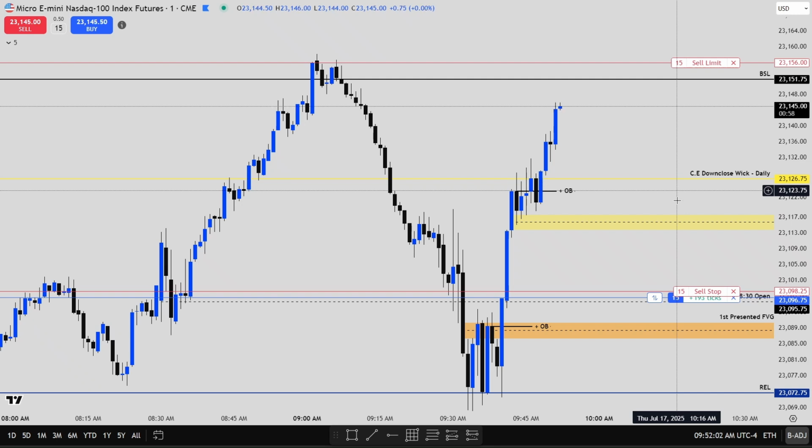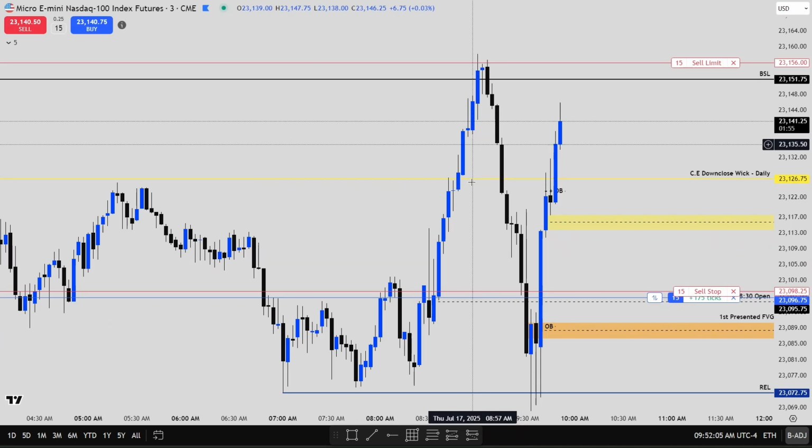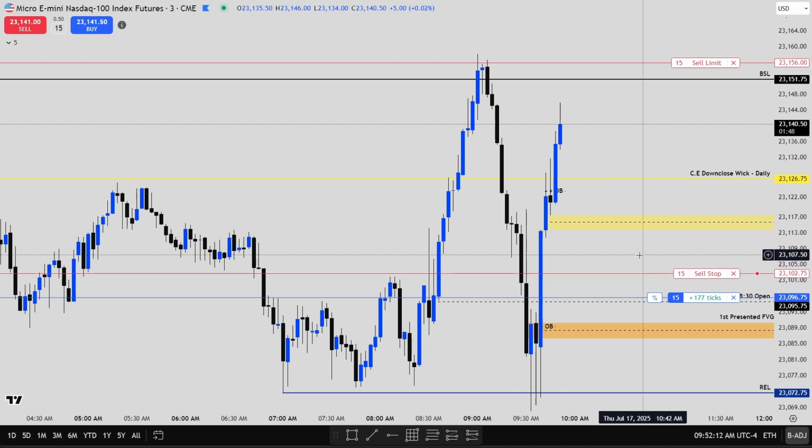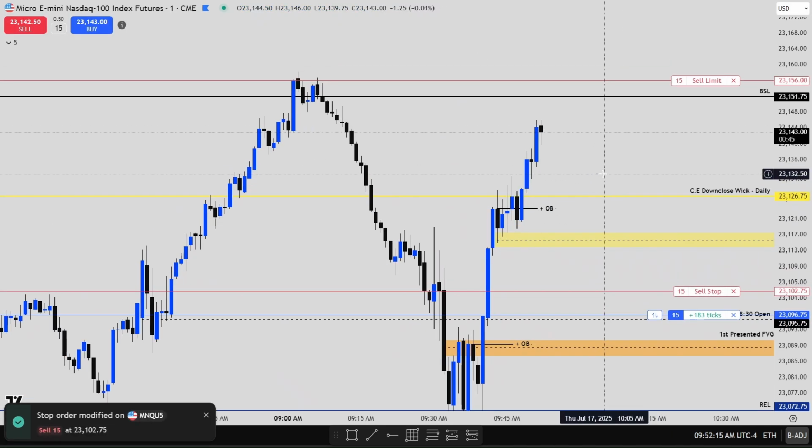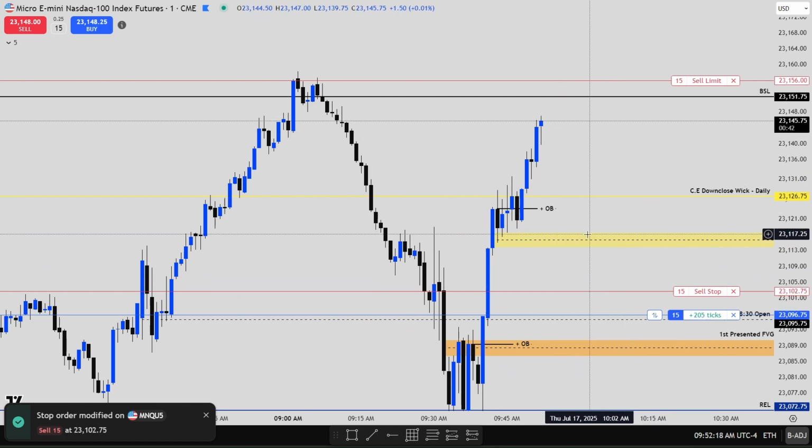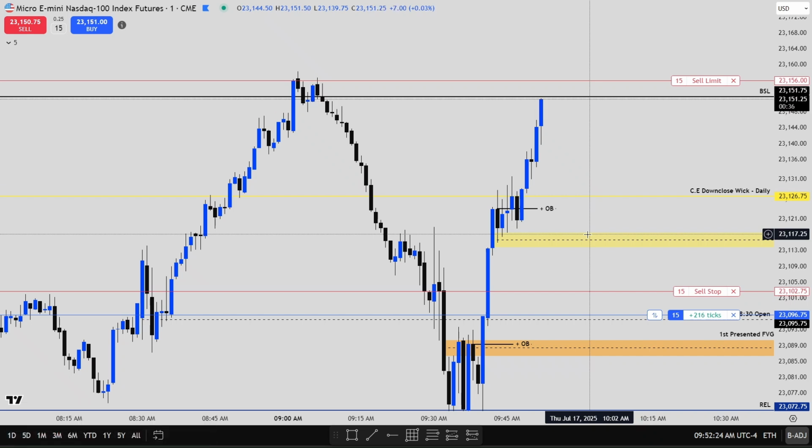Gorgeous. Absolutely gorgeous. Trailing my stop just above here. So close.